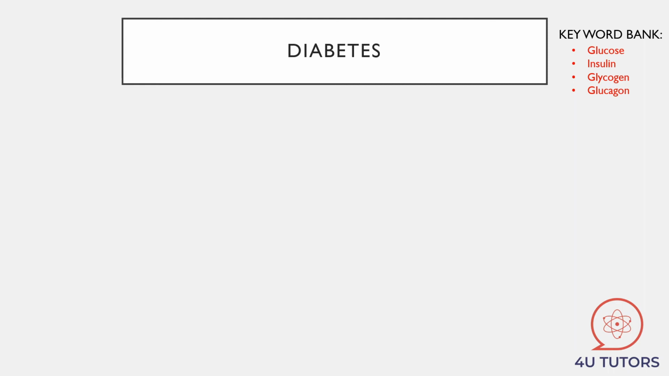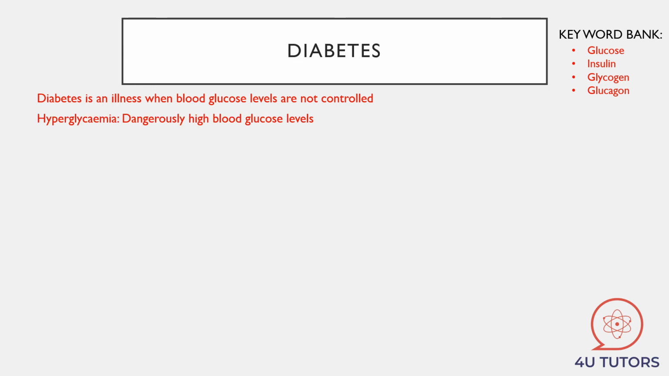Now, diabetes is heavily involved in blood glucose levels. It's important that diabetes is tackled because there can be serious complications. Diabetes, as you may know, is an illness when blood glucose levels are not controlled. Something called hyperglycemia, which is dangerously high blood glucose levels, can happen due to diabetes. Hyperglycemia can cause blindness, excessive vomiting, thirst, and rapid heartbeat. Let's get a table up.